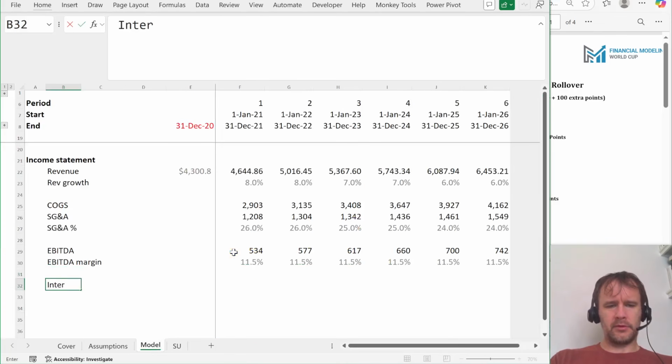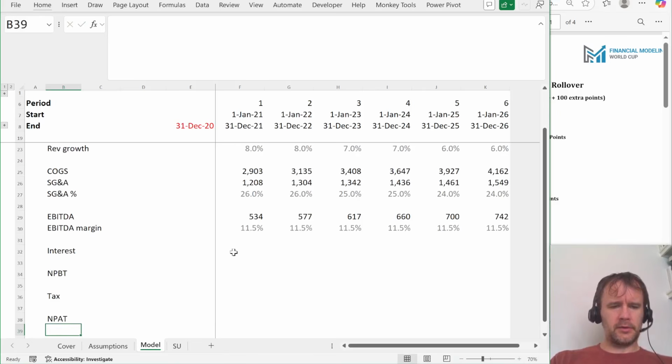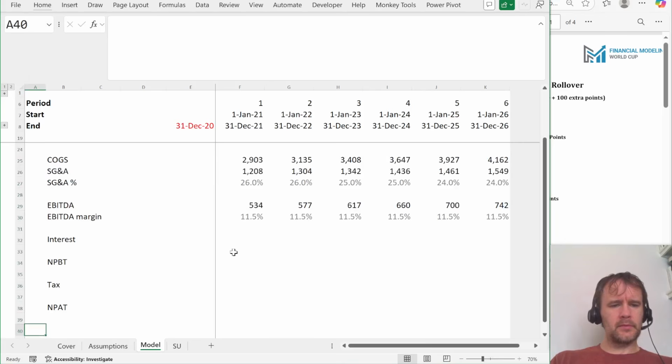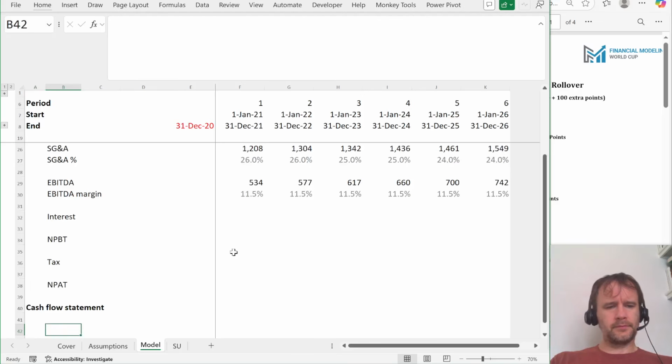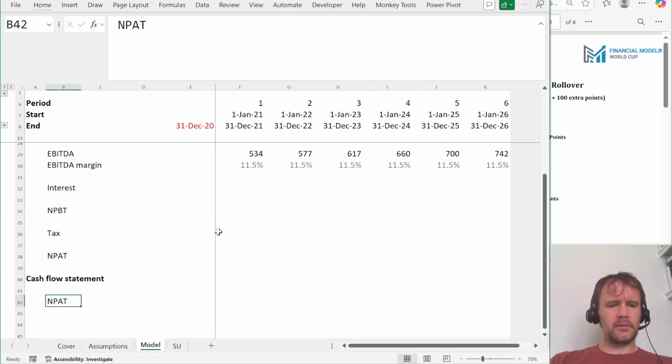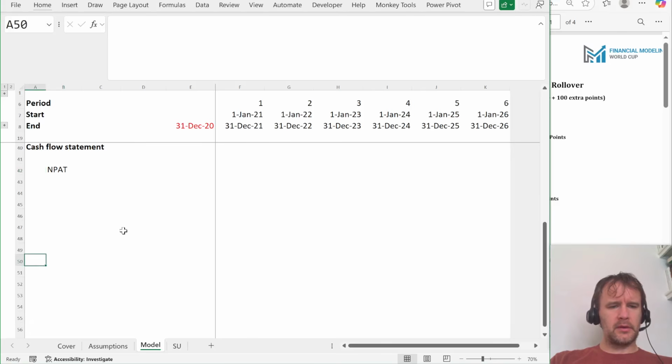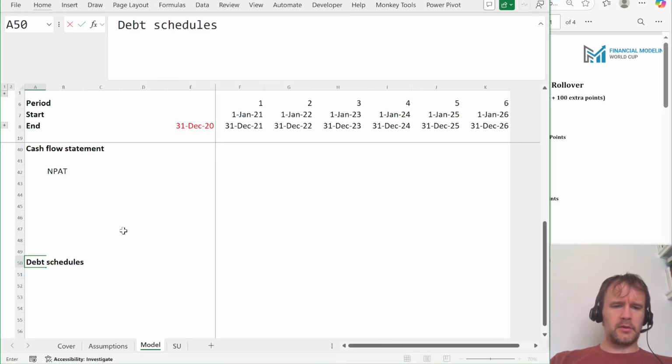So then we're going to be interested in interest. Net for tax, and profit after tax. Then what else do we need? Well, cash flow statement. Which I guess let's start from NPAT and make our adjustments. And then I'll come back to that. And then, so to move on to interest, we're going to need debt schedules times 5.